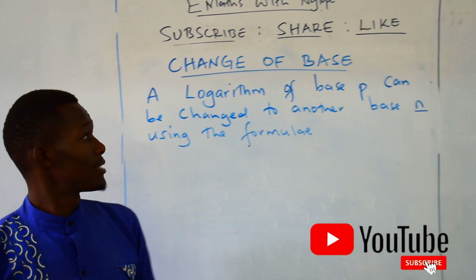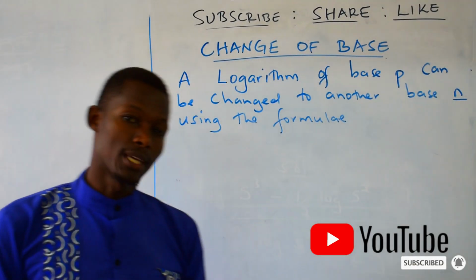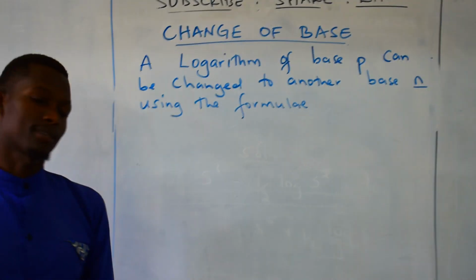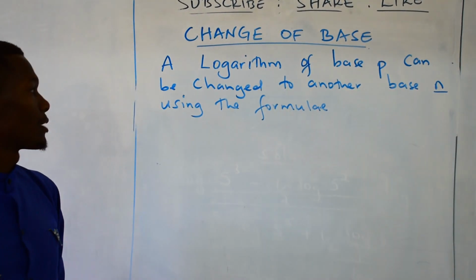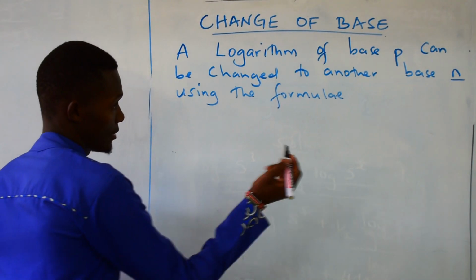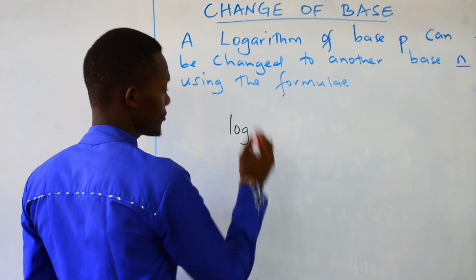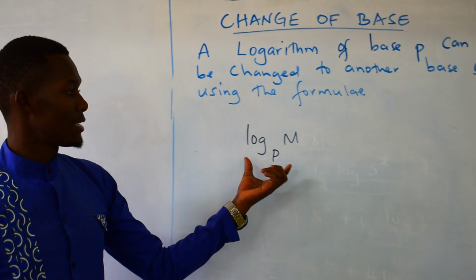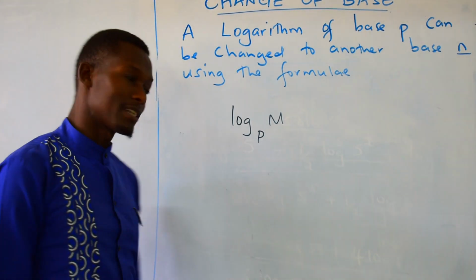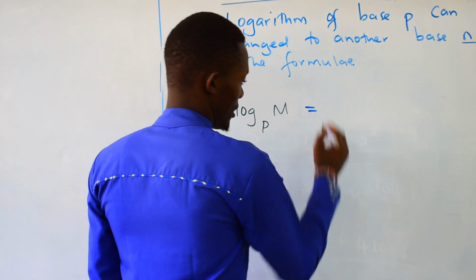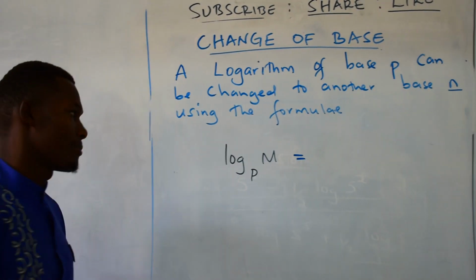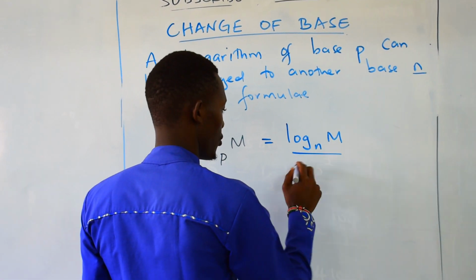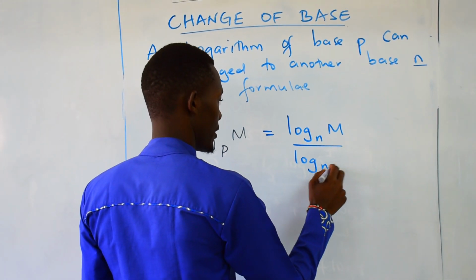Today we look at change of base of logarithms. When you have a logarithm to the base p, that logarithm can be changed to a different base, n, and we shall use a formula. So let's say we have the logarithm of a number m to base p. We can change this logarithm to a different base using this formula. Putting everything to the same base n, we shall have log of m to base n over log of p to base n.